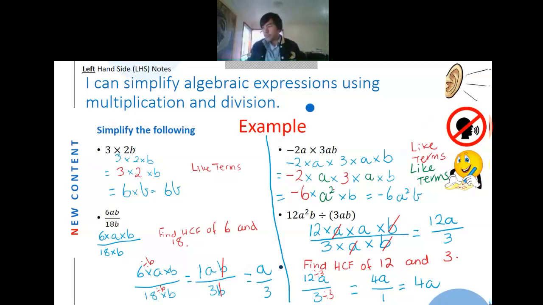Then moving on to the next one, we've got 6ab over 18b. So think about what number can go into 6 and 18. Well, the number that can go into 6 and 18 would be 6 itself. Okay, so when we expand this, we can expand this as 6 times a times b over. Now with the 18, we can rewrite this as 3 times 6. Okay, and then we've got times b.